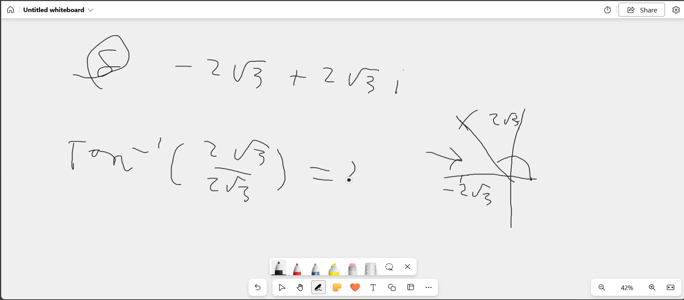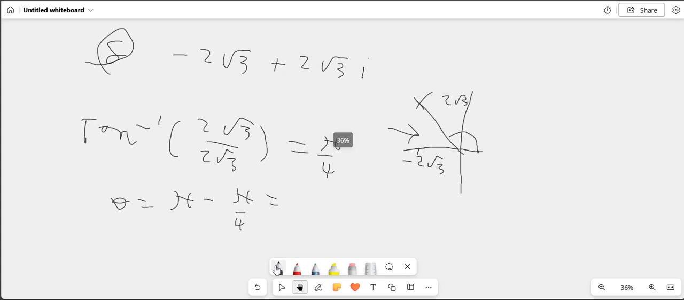That's going to give you pi over 4 here. And then what we can do is pi minus pi over 4 here. So theta is going to equal pi minus pi over 4, yeah? And that's going to be 3 pi over 4.